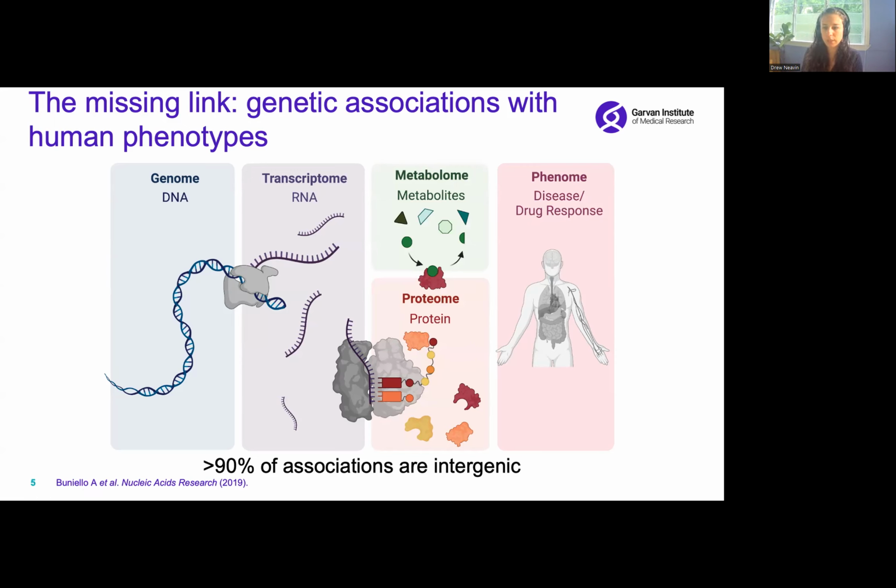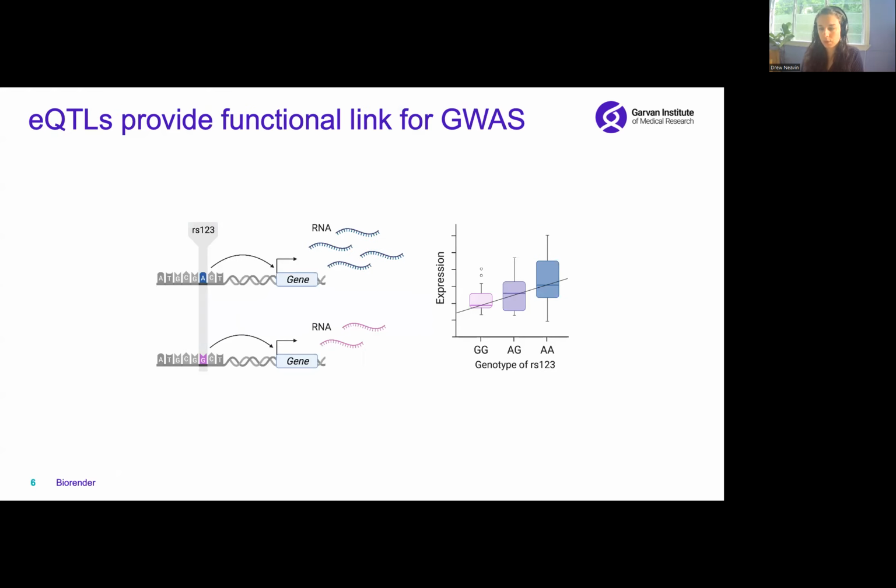And as I said, more than 90% of these associations are intergenic. And so really linking that genetic variant to the gene that it might be regulating is really important for us to understand these relationships. And so one way that we approach this is by using expression quantitative trait loci, or eQTLs, to provide this functional link between genetic variants that are associated with GWAS and what's happening in a cell.